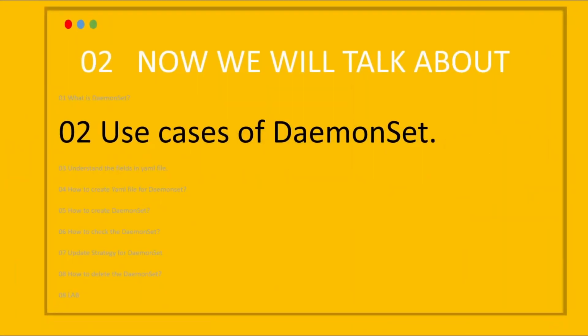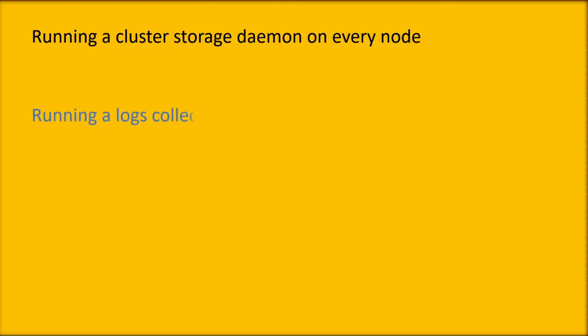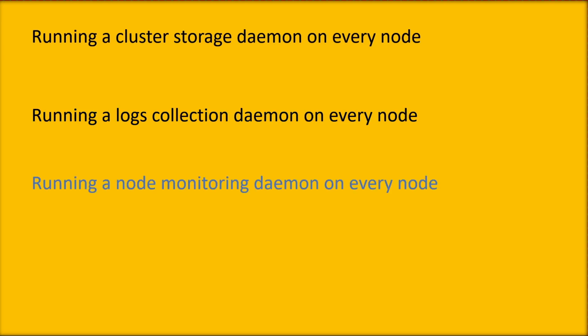Next topic is use case of DaemonSet. So now we understand the difference between DaemonSet and deployment. So where we can use this DaemonSet. Running a cluster storage daemon on every node, it means offering the storage services. Running a log collection daemon on every node. To explain more, to collect the logs of pods within worker node. Running a node monitoring daemon on every node.